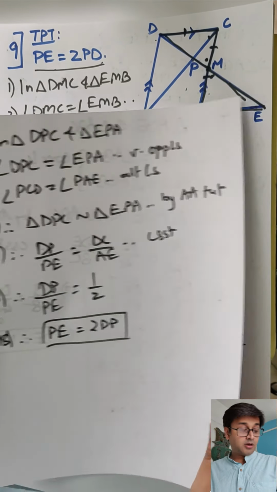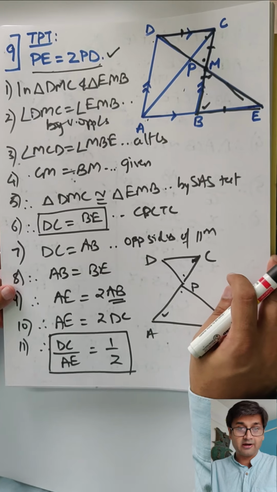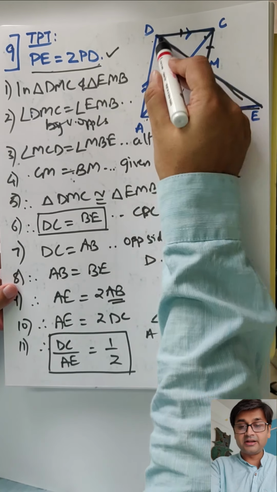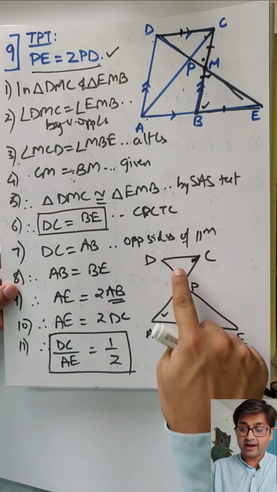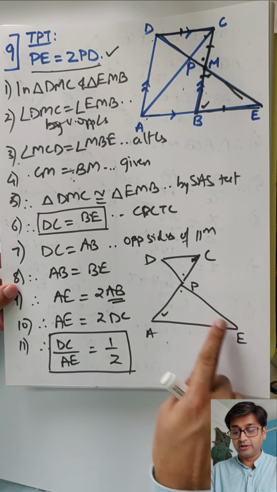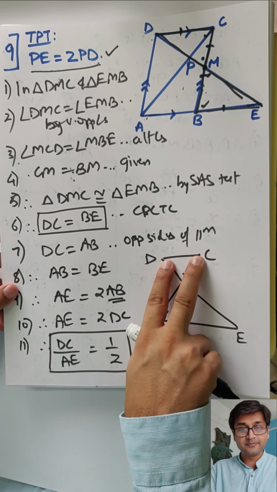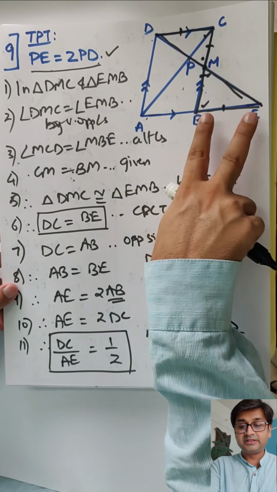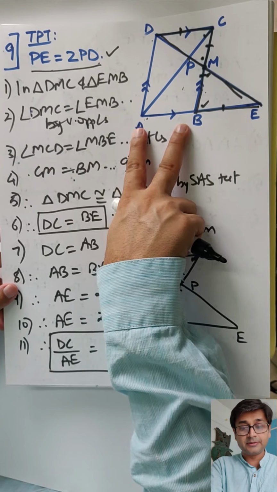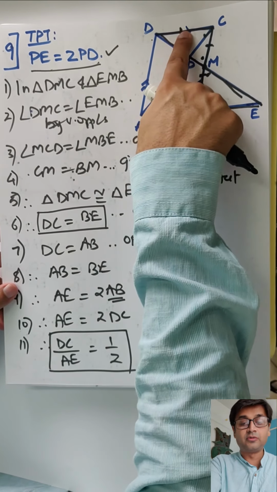So we started with what we wanted and we connected with what we have. We first saw PE and DP, and we realized these two triangles we had to pick and say DC upon AE equals DP upon PE. But for that we had to prove AE is double of DC. So to prove AE double of DC, we had to prove AE equals AB, and for that these two to be equal, we had to prove this equals this.